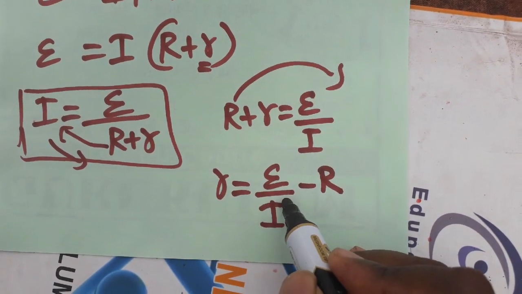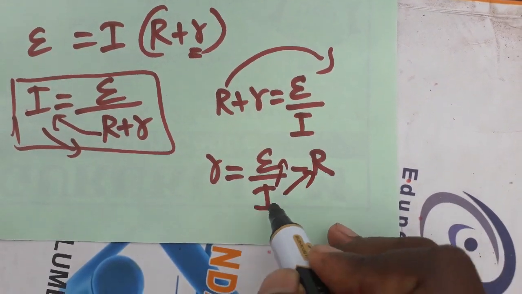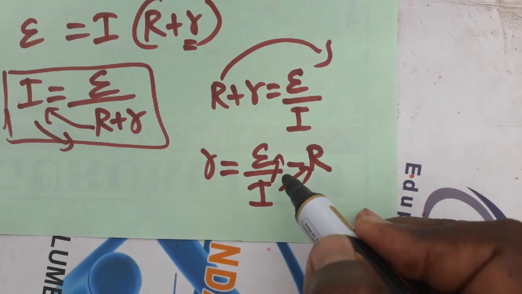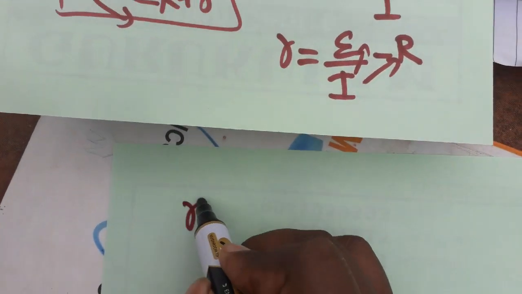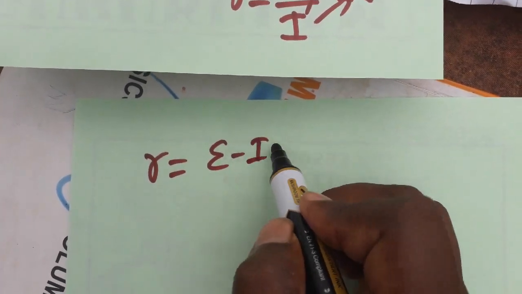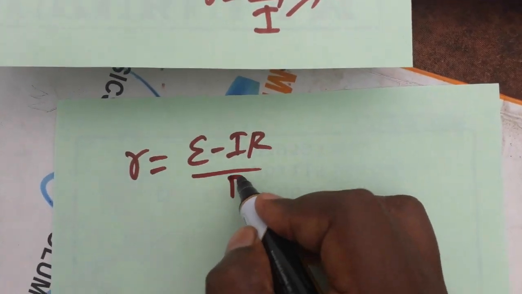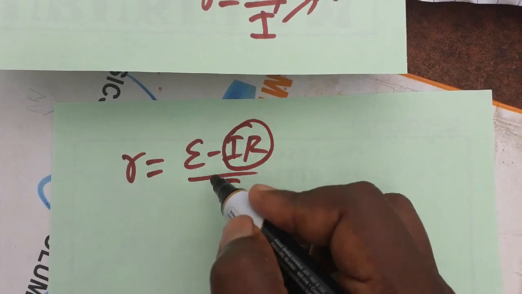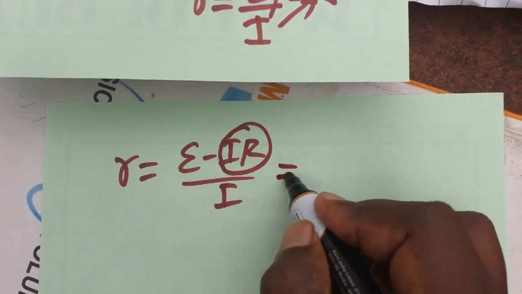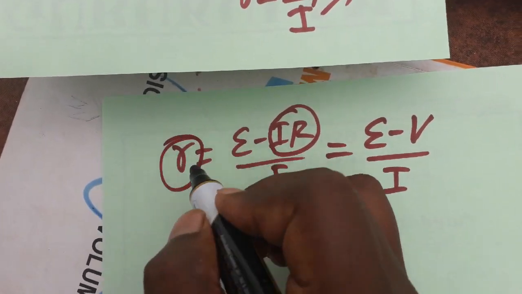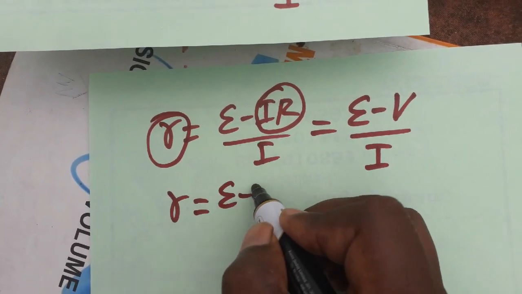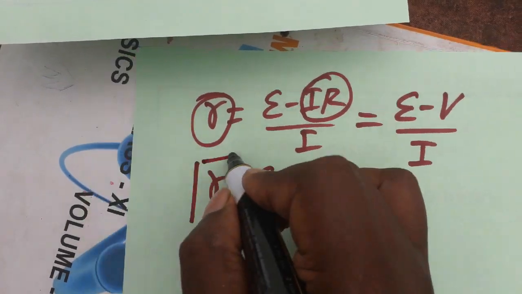The same equation we can write in terms of voltage also. When taking the common denominator I, you should take it as an LCM. So small r is equal to EMF minus I capital R, divided by I. I capital R is represented as V. So EMF minus V divided by I gives the internal resistance. Internal resistance is equal to EMF minus V divided by I. Thank you.